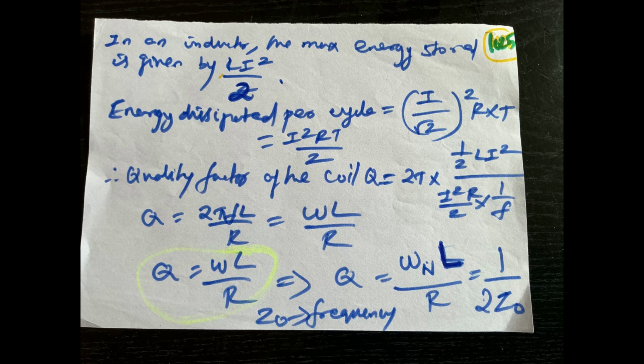Q is 2 pi F L divided by R, that is, omega L divided by R. The Q formula is omega L divided by R. That is changed into natural frequency format. Q is omega L divided by R, which is equal to 1 divided by 2 pi F0 C R, where F0 is the frequency. That is the quality factor formula.